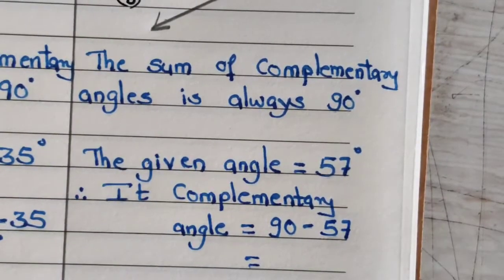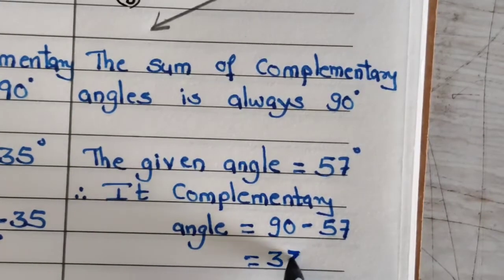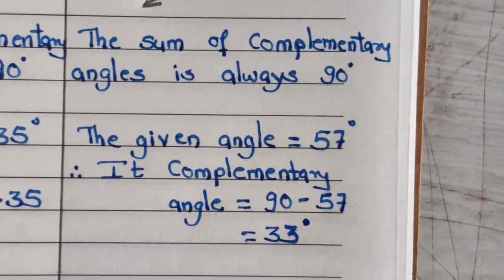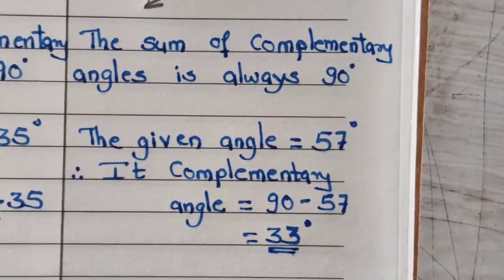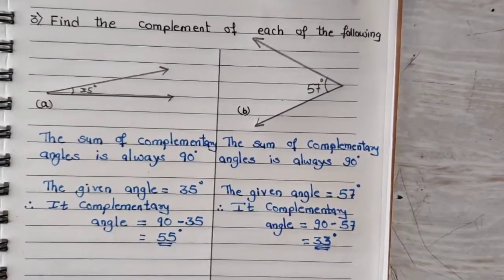And how much will it be? Correct. 33 degrees. So this is how we are going to solve. So our complementary angle we got as 33 degrees. You could see here. Correct? So question number 3 is completed like this.